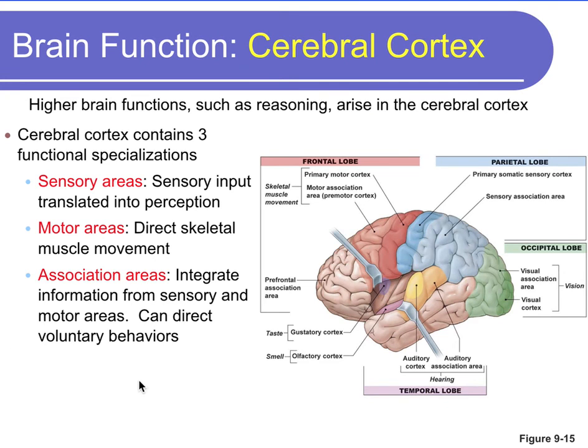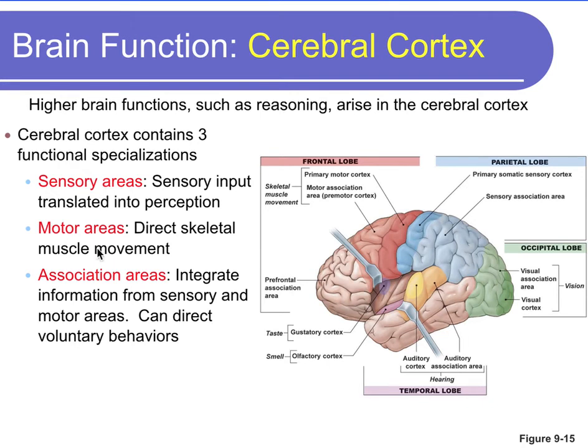If we take a closer look at the cerebral cortex, not only is it important for higher brain function, reasoning, etc., it's also specialized in terms of functions and which part of the cerebral cortex accomplishes that. For example, you have your somatosensory cortex, important for you to sense all of the sensory input that came in and to perceive that information.